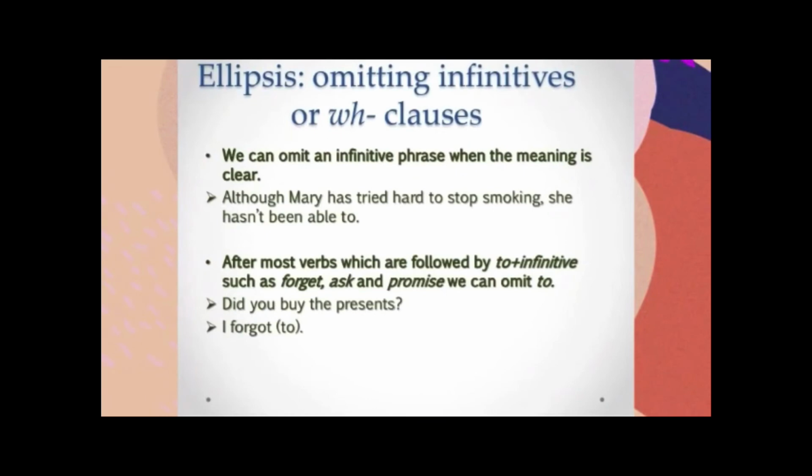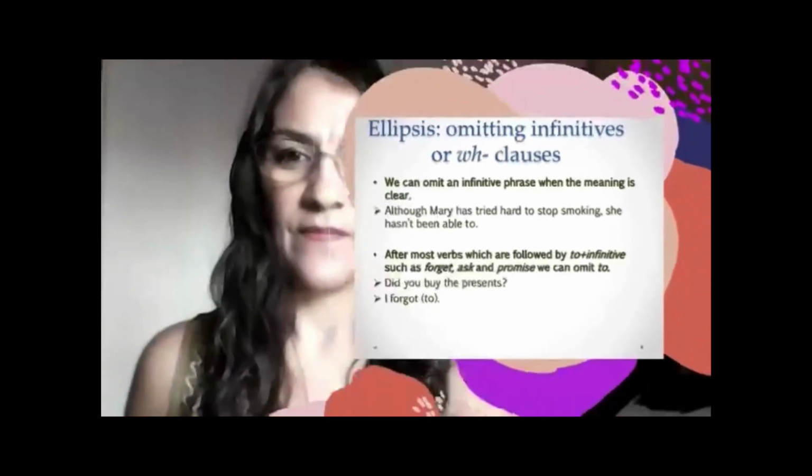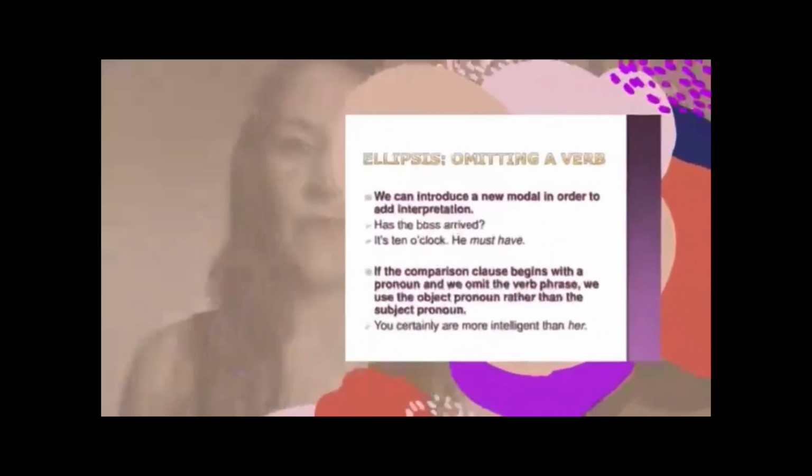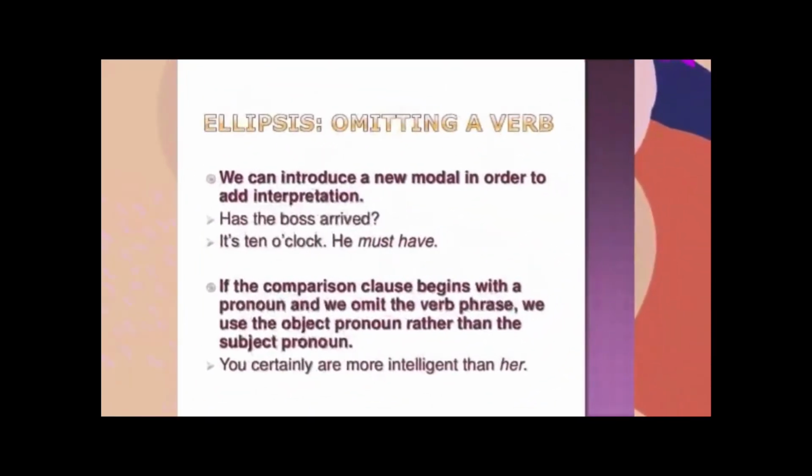Now, to make a summary of this lesson: ellipses are just for omitting infinitives or WH clauses, but they also help us omit verbs.